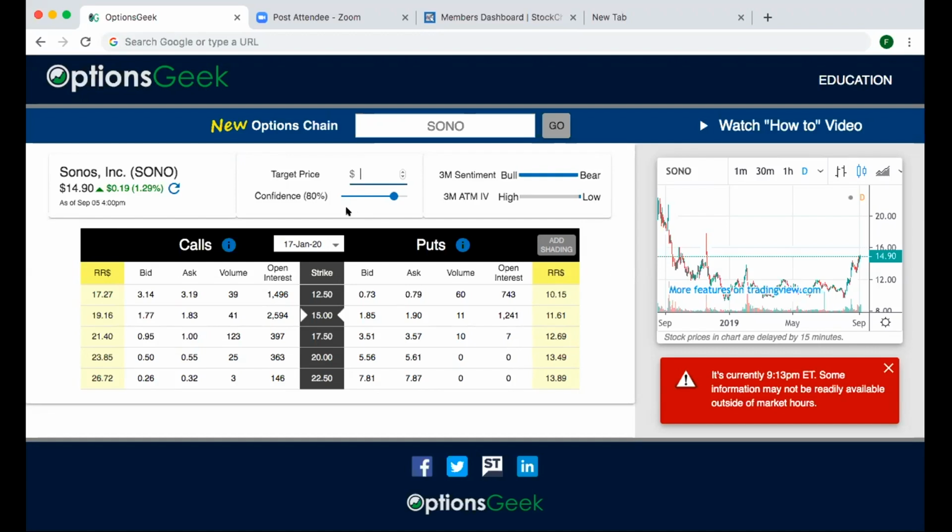It doesn't matter what I think. And we want the target price to be something that has a high degree of confidence. That's right. Yeah. And let's call it 20.